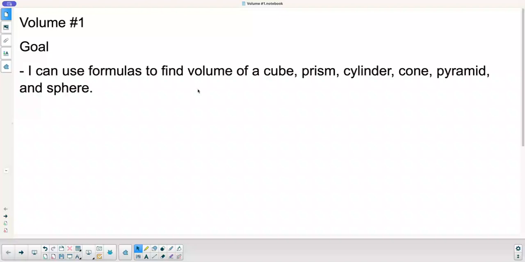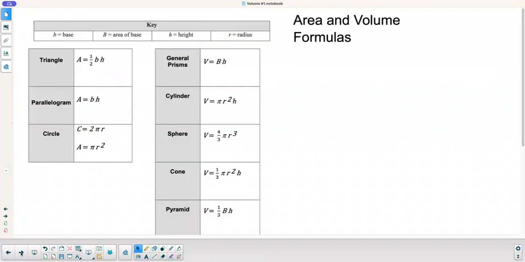Volume number one. Our goal today is: I can use formulas to find the volume of a cube, prism, cylinder, cone, pyramid, and sphere. All right, these are some various formulas that you'll be given if you're taking the test in my class. So if you want to pause the video, write these down, take a picture of this, whatever. These are all your formulas.